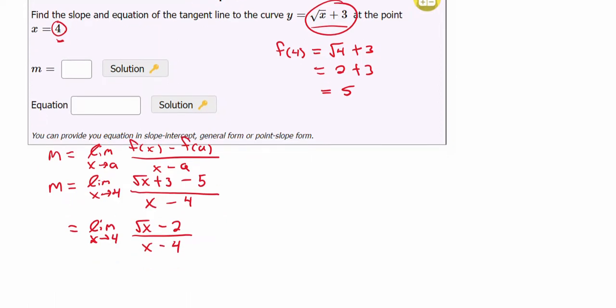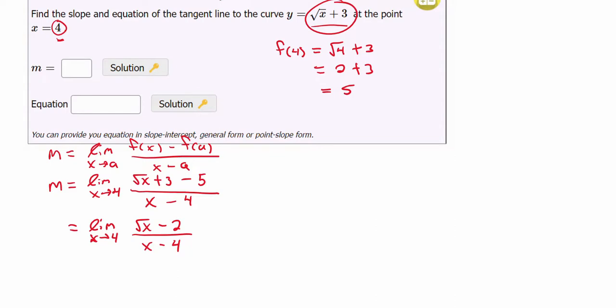But you might be seeing the problem here already. If I throw 4 in for x and just take this limit directly, the square root of 4 is 2, so 2 minus 2 is 0. And then 4 minus 4 is 0. So I got a 0 over 0 scenario. So it's in an indeterminate state. But we've done questions like this.